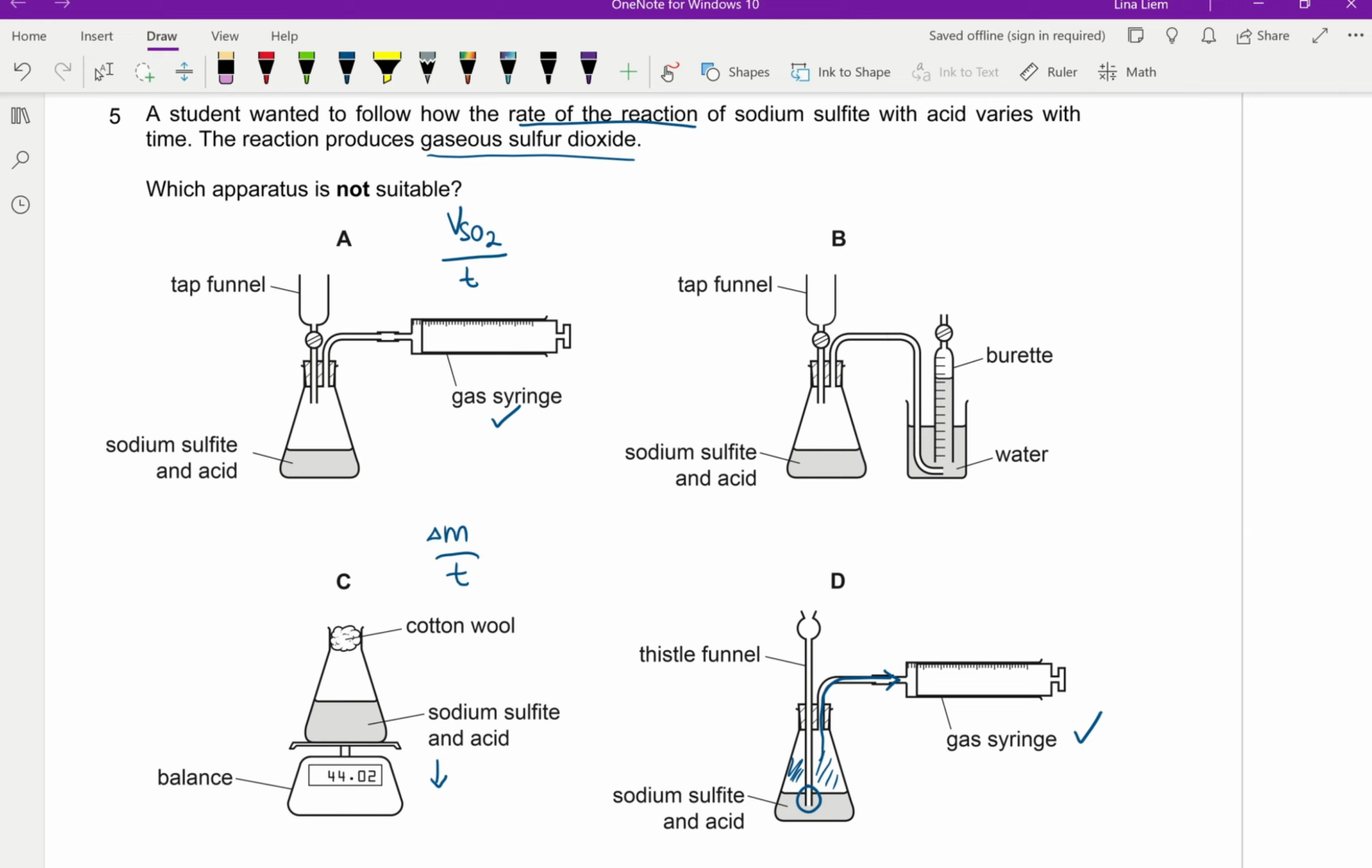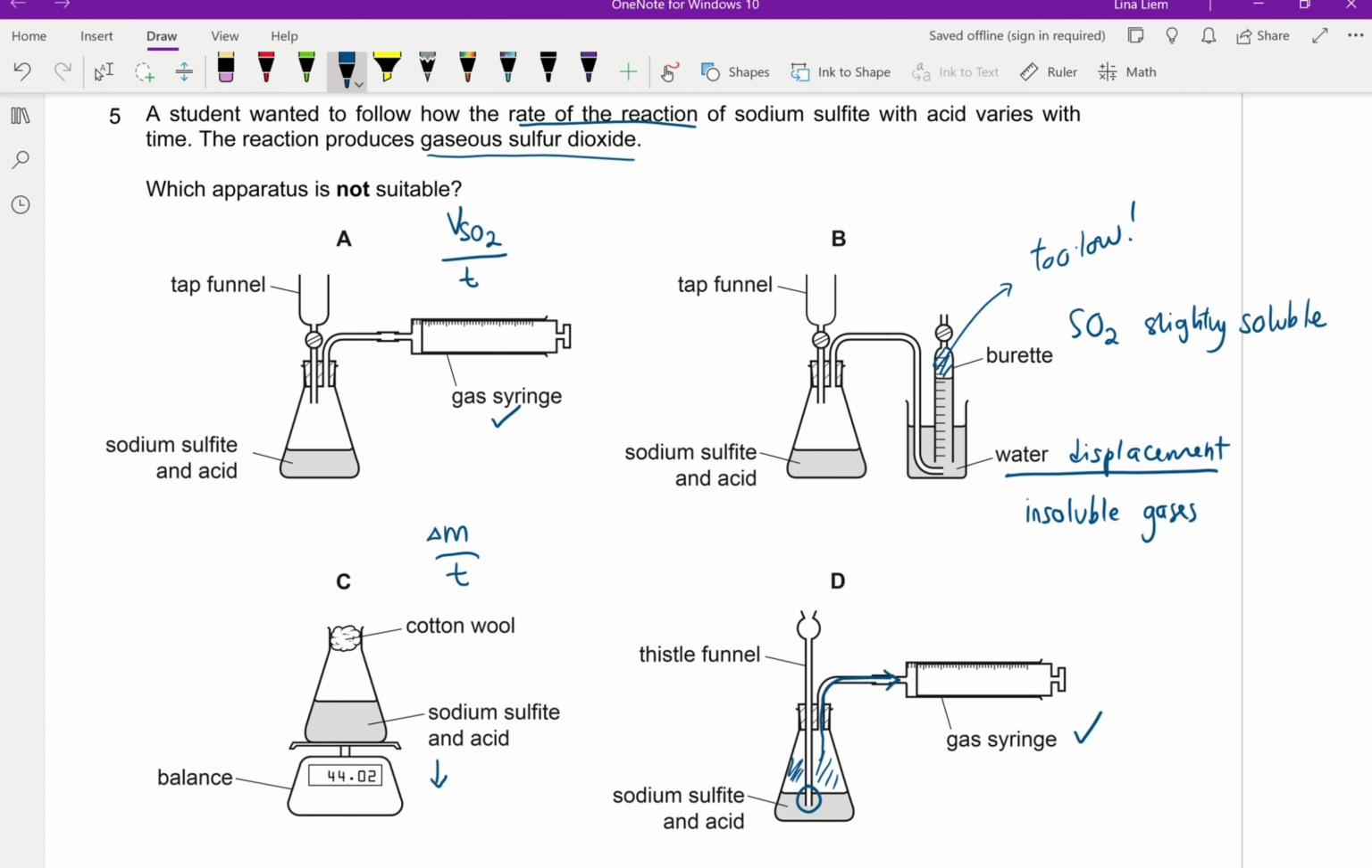B is not suitable. This method is called the water displacement method, and it should only be used for gases that are insoluble in water. However, sulfur dioxide is slightly soluble, so the volume that is measured here is actually lower than the volume of sulfur dioxide that is actually produced. And also a burette is very hard to use, so usually at school we use an inverted measuring cylinder for water displacement methods. Okay, so the answer is B.